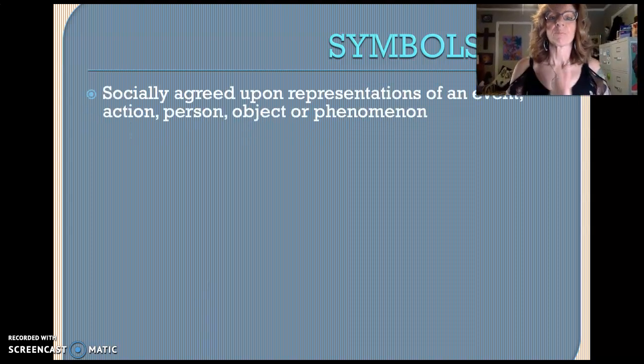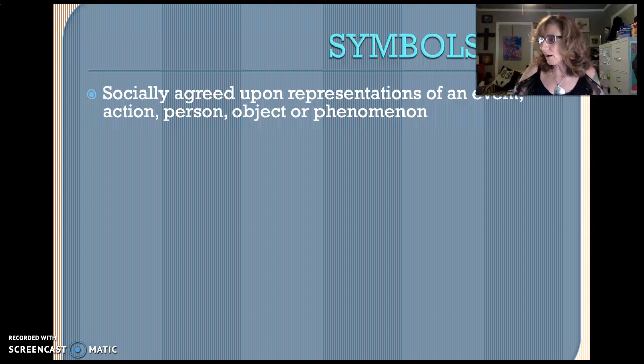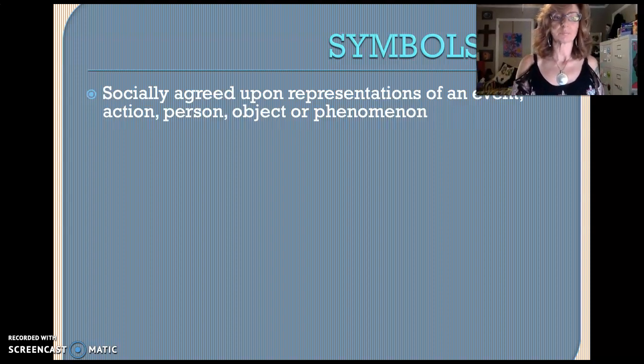Here we go. So symbols: socially agreed upon representations of an event, action, person, object, or phenomenon. So we agree upon that. So language is just a bunch of symbols put together, right? Why does the word noun, N-O-U-N, mean noun? We know what it means. It's socially agreed upon. A noun could have meant this. We could be calling this a noun. It's totally random. But we agree upon it as a society, and over time, we've agreed upon it.